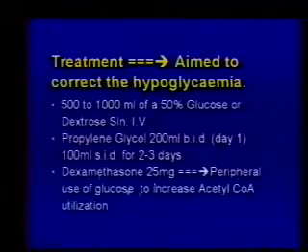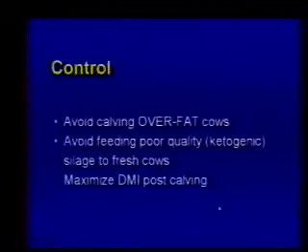So the dexamethasone or the steroids basically have a glucose-sparing effect on peripheral tissue, such as the mammary gland, and more glucose then is available for the liver, and more glucose is available for adipose tissue, and consequently then the acetyl-CoAs are used. How do we control or prevent this condition?